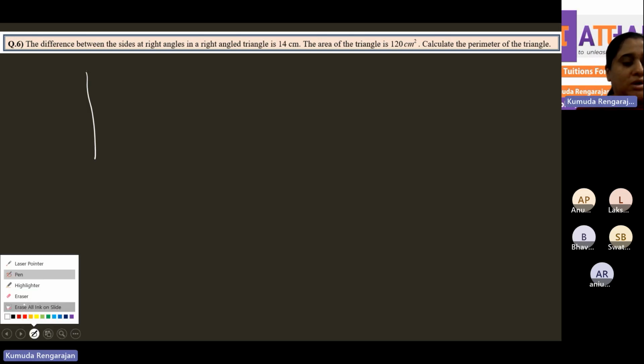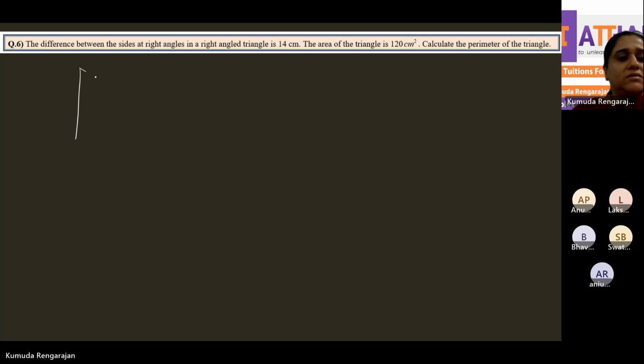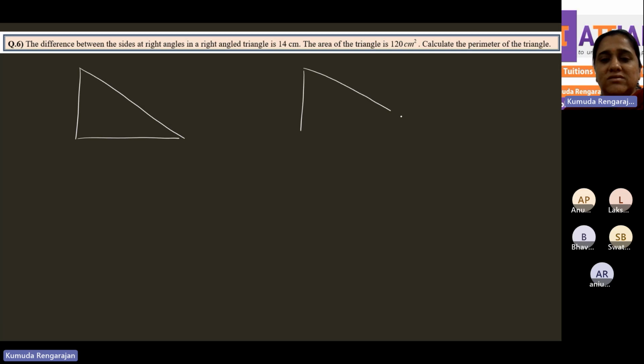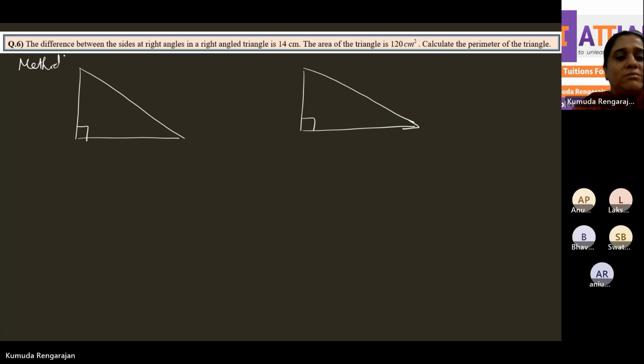So here, online students, please listen. Right triangle. Only one right triangle. I'm just taking two to explain two methods. Okay, this is method 1. Method 2. The difference between the sides at right angles and a right angle triangle is 14 centimeters. The difference between the sides.